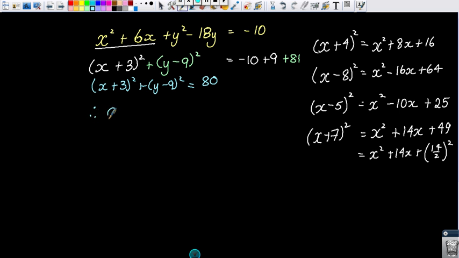And therefore, the center is minus 3, 9, and my radius is root 80. And I wouldn't leave it like that, because is there a square number that goes into 80? What is that square number?